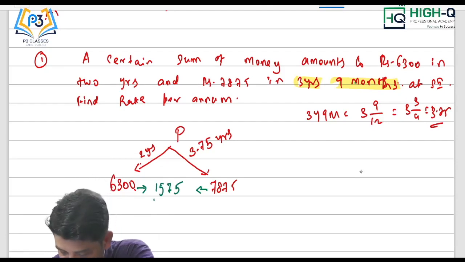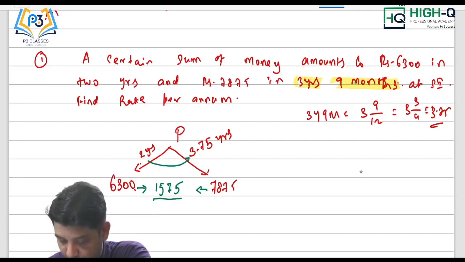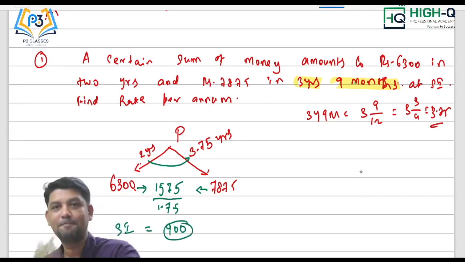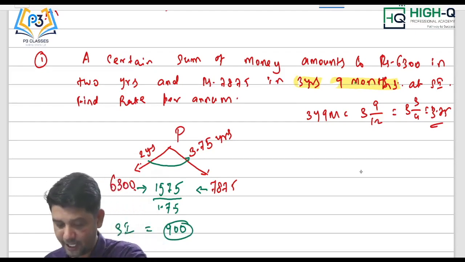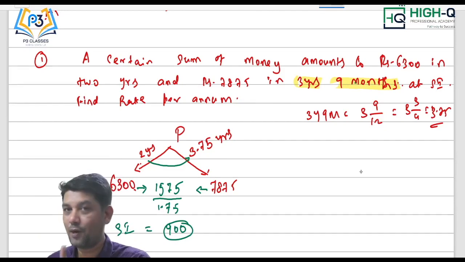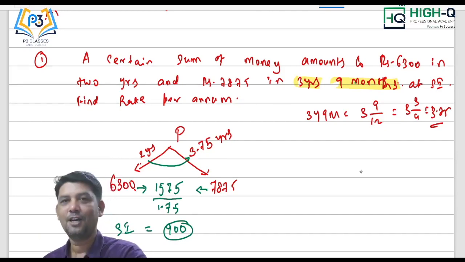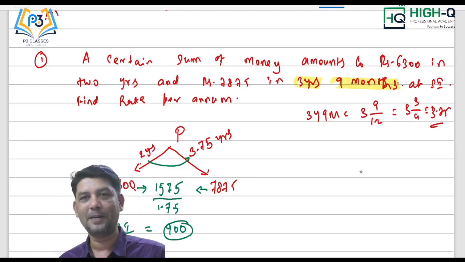Divided by the difference between 2 years and 3.75 years, which is 1.75. When you divide this, you are going to get 900 rupees. This is your simple interest, my dear. Every year you are going to earn simple interest of 900 rupees. So what is your simple interest? 900 rupees.